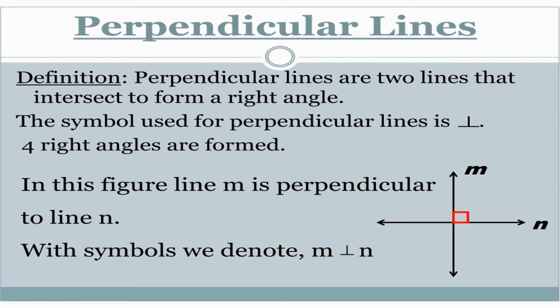Perpendicular lines. Definition: perpendicular lines are two lines that intersect to form a right angle. The symbol used for perpendicular line is shown here. Four right angles are formed. In this figure, line M is perpendicular to line L. With the symbol we denote M is perpendicular to line N.